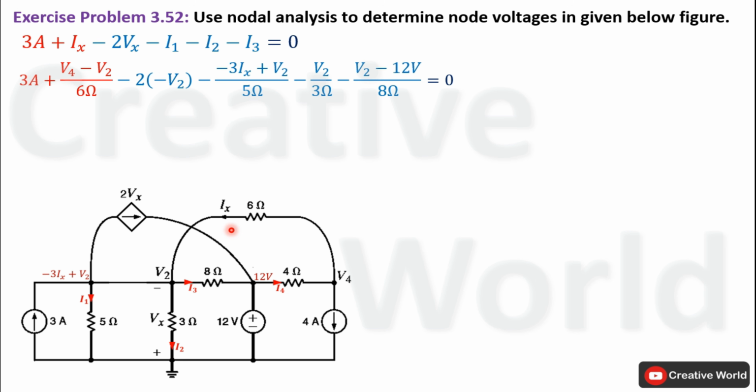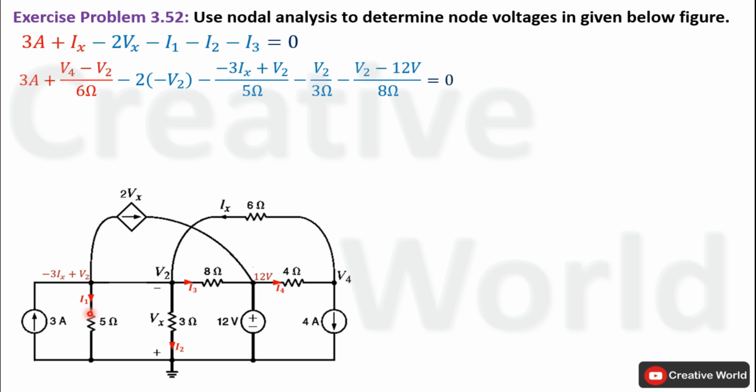In the next step, we have to replace all these currents with their respective equations. Current Ix is equal to V4 minus V2 divided by 6 ohm. Vx is the voltage across this 3 ohm resistance, which can be considered as V2 but opposite in polarity. The positive terminal of V2 is here and the negative terminal is here, while the positive terminal of Vx is grounded and its negative terminal is connected to V2. So we can say that V2 also appears across this 3 ohm resistance but opposite to the polarity of Vx. We can say that V2 will be equal to Vx but with a minus sign. Here we have replaced Vx with V2 with a minus sign.